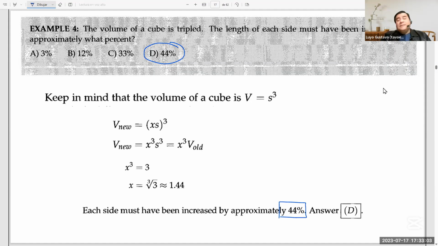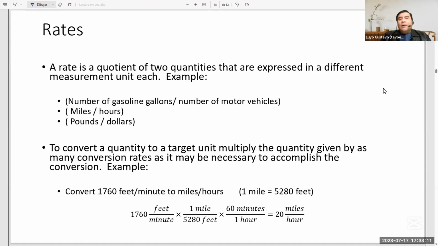Okay, now that's the last example for this type of question. And now we'll move to the next topic of today, which is rates. Now, what is a rate? How do we define a rate? A rate is a quotient of two quantities that are expressed in different units, each of them.